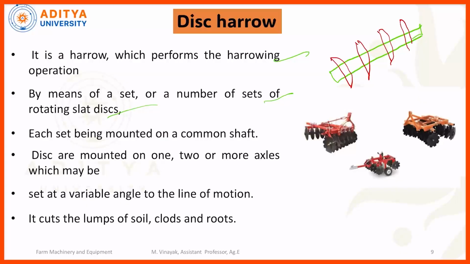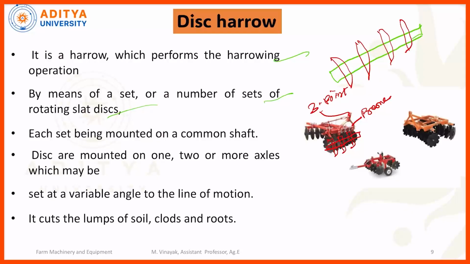Here we can see the one common shaft. A set of discs can be mounted on the common shaft. This entire shaft, as well as the discs, is mounted to this frame. This frame is connected to the 3-point linkage, the 3-point hitching system for attaching the tractor and linking and unlinking the tractor.